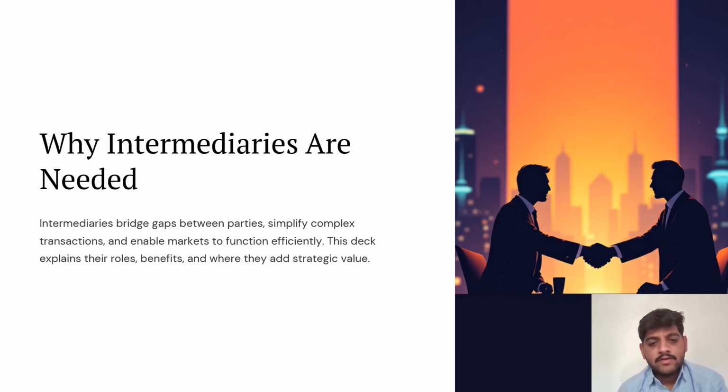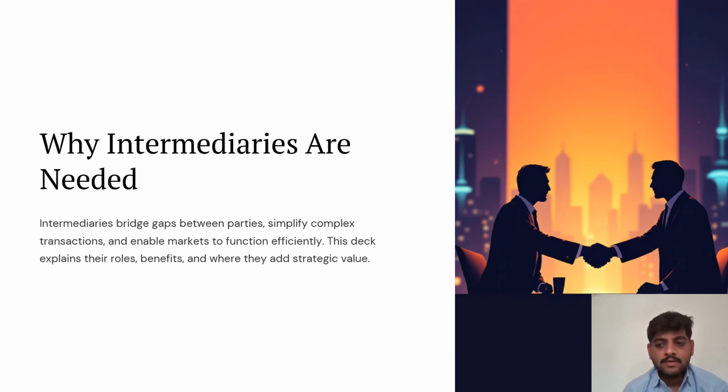So, why are intermediaries needed? Intermediaries play an important role in connecting different parties in the market. They help simplify complex transactions and make business processes smoother. In this presentation, we will understand why intermediaries are needed and how they add value.